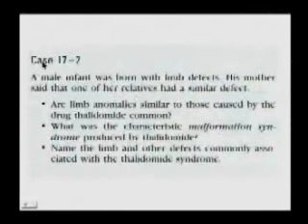Here is case 17-2. A male infant was born with limb defects. His mother said that one of her relatives had a similar defect. Are limb anomalies similar to those caused by the drug thalidomide common? What was the characteristic malformation syndrome produced by thalidomide? And name the limb and other defects commonly associated with the thalidomide syndrome.